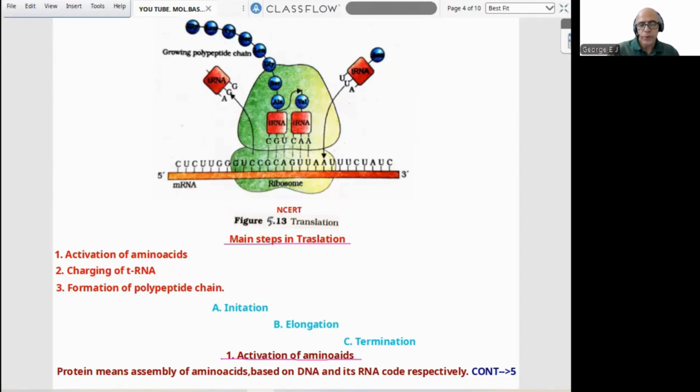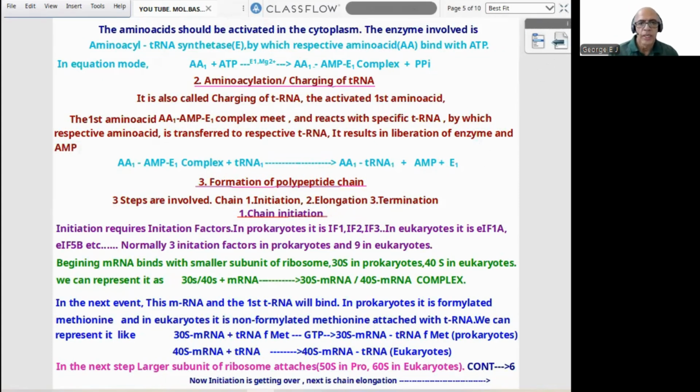So proteins means an assembly of amino acids. And the basic code belongs to DNA, and from there it is converted into single-strand RNA. From there, the amino acids will be assembled. I think up to this, it is clear to all of you. So we can proceed to the next page. Amino acids are in the cytoplasm, DNA in the nucleus. RNA will be coming to the cytoplasm. So the amino acids that are to be arranged to form a polypeptide should be activated in the cytoplasm.